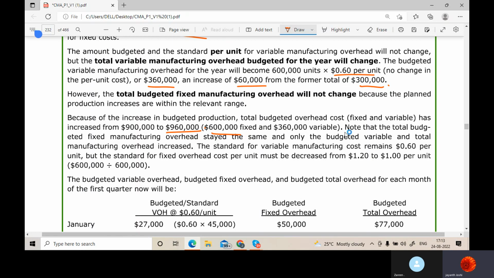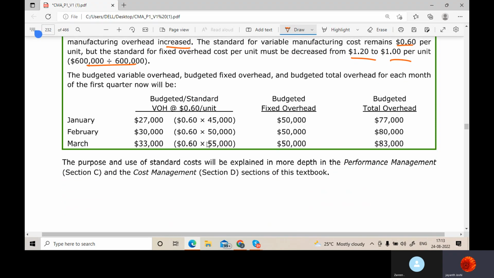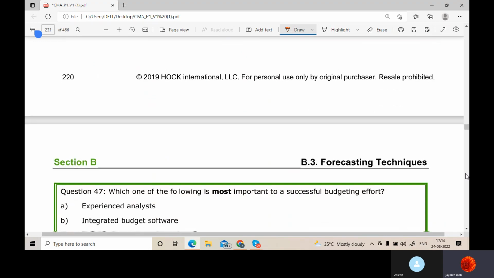Okay, so note that the total budgeted fixed manufacturing overhead stayed the same, and only the budgeted variable and total manufacturing overhead increased, because fixed is always fixed, that's its nature. The standard for variable manufacturing cost contains this much per unit, but the standard for fixed overhead cost is this much to this much now. Okay, because now the number of units have increased from 5 lakh to 6 lakh, so $1. Now you have these budgets, this many you are going to produce, and these are the amounts, and this is the total. Okay, that's what it is.